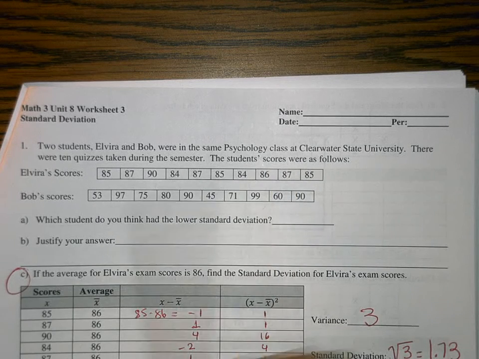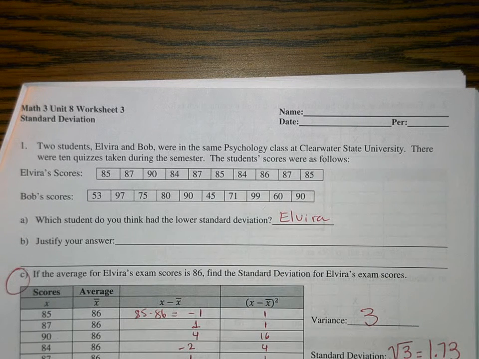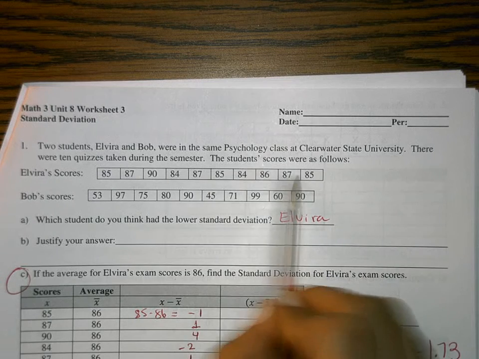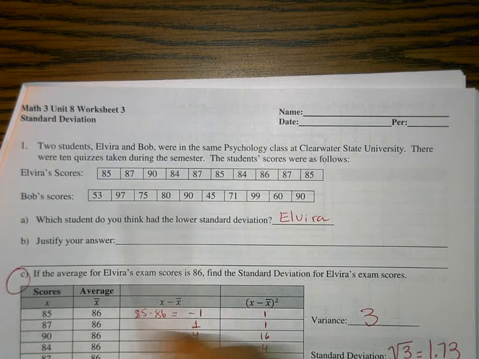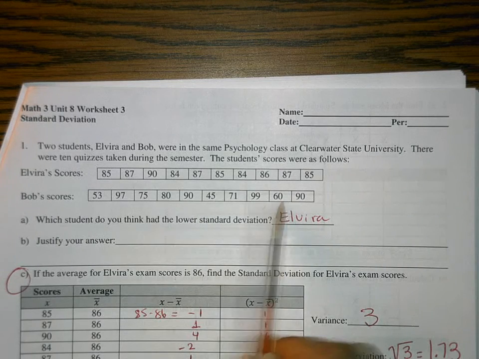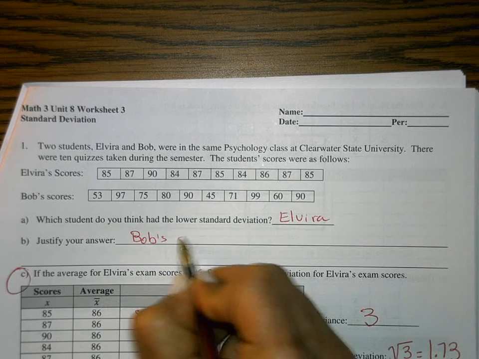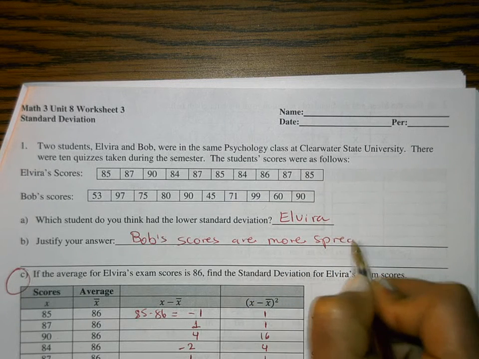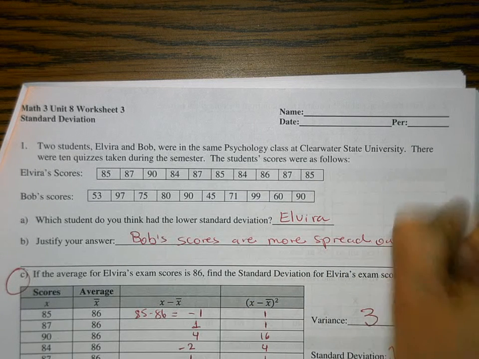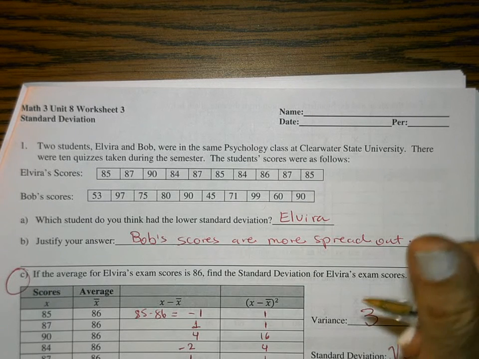So Elvira's, which student do you think has the lower standard deviation? I'm going to go with Elvira. Okay, I haven't even solved for Bob yet, but I feel like Elvira's test scores are closer. Now look at Bob's. They are 70s, 40s, 50s, 90s, even 60s. He's all over the place. So Bob's scores are more spread out. So I have a feeling that when you are done finding Bob's standard deviation, it will be larger than Elvira's.